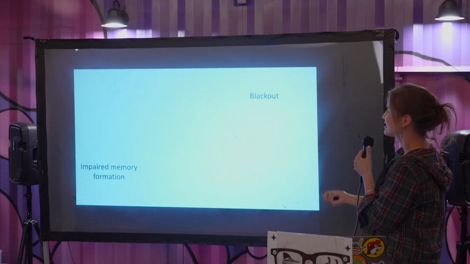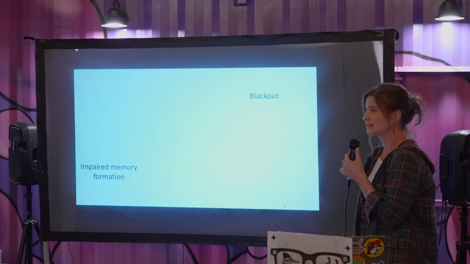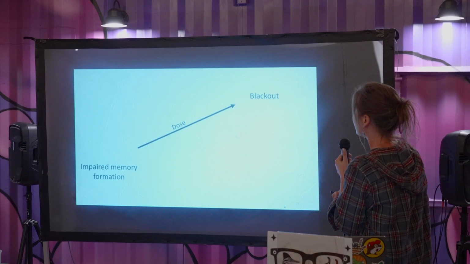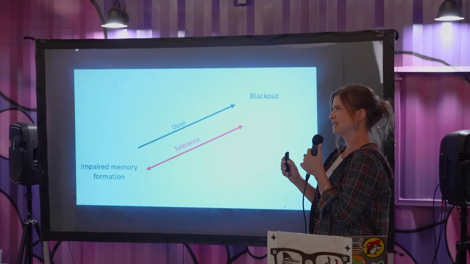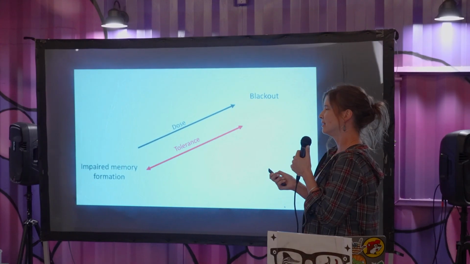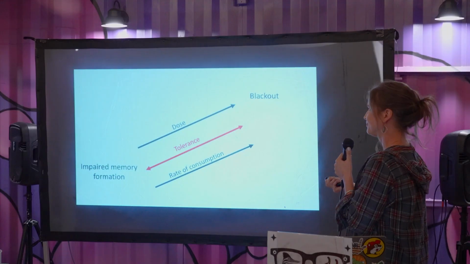And so again, this exists on a spectrum all the way from impaired memory formation all the way up to blackouts. And blackouts are really quite crazy. But again, this is affected by dose. It's affected by tolerance, although it's a little bit more gray area as far as how that compares to motor movement and the rate of consumption.